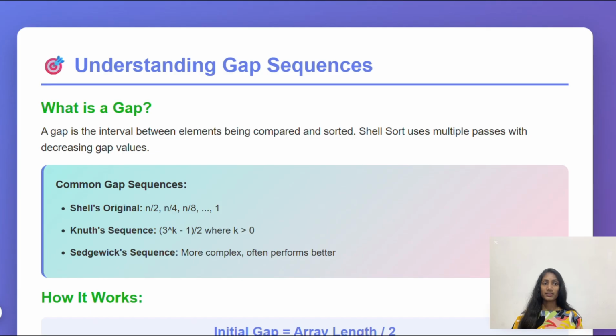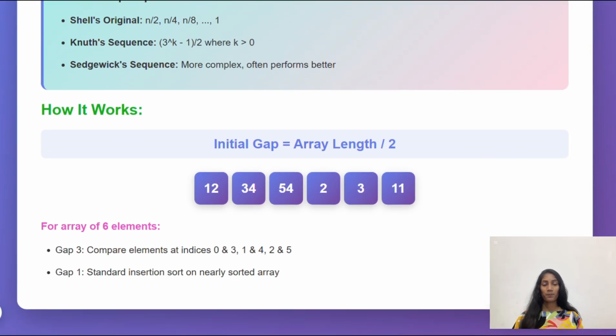Common gap sequences. There are several ways to choose the gap. The first one is Shell's original sequence. This is simple and works well for many cases. The second one is the Knuth sequence, a slightly more advanced sequence that often improves performance. The third one is Sedgewick's sequence, more complex, but in practice it can perform even better for large arrays.